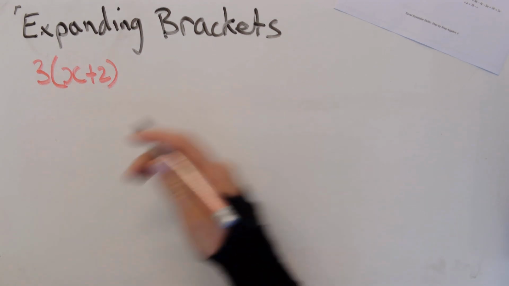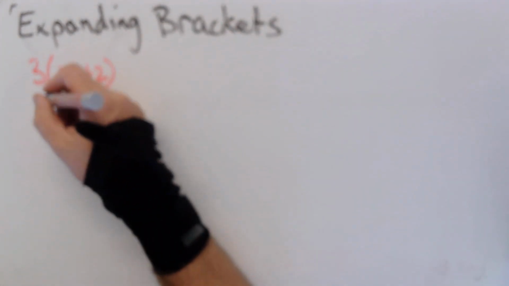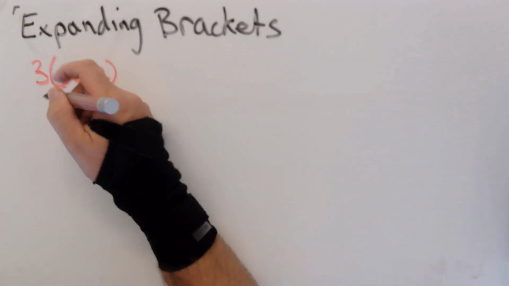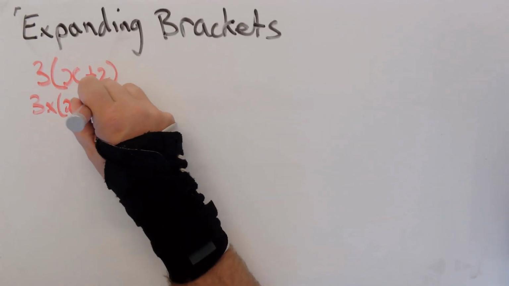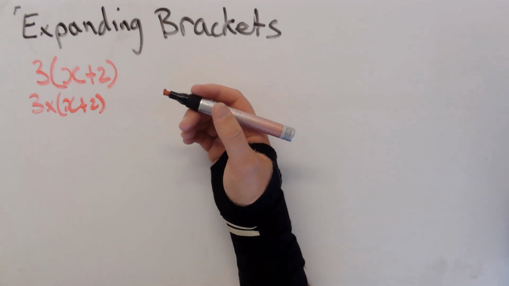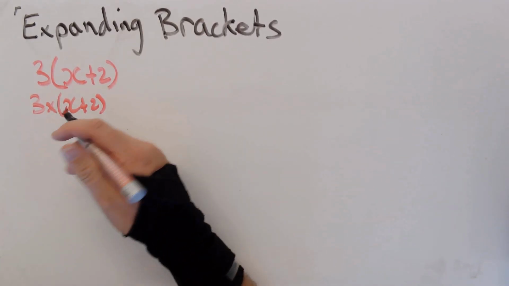To do that, what we need to do is think about what's not written between the 3 and the bracket, and that's a times sign. So we think of this as 3 times x plus 2. A further way of thinking about that is that we've got 3 lots of x plus 2.